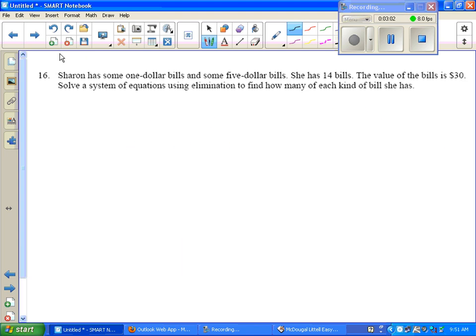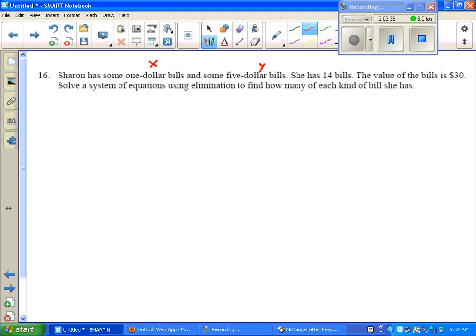Number 16, it says Sharon has some $1 bills and some $5 bills. She has 14 bills, and the value of everything is $30. Write a system finding out how much of each kind of bill she has. Okay, you can use O for 1 and F for 5, but O's get really confusing. So let's say $1 bills, let's call them X. And $5 bills, let's call those Y, just to where we don't get confused.